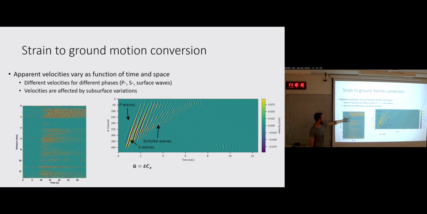There's also a relation with the signal-to-noise ratio that I'm not going into, but we do see different velocities. These lines are almost vertical, although it's difficult to see. And these lines have a much gentler slope. So we need to consider the fact that apparent velocities are functions of space and time.